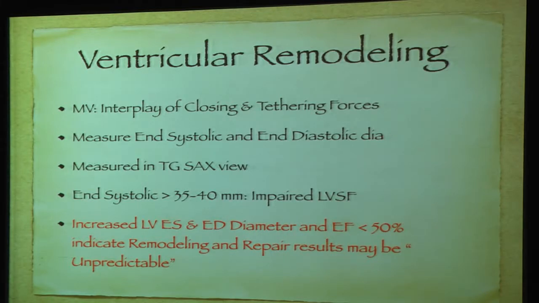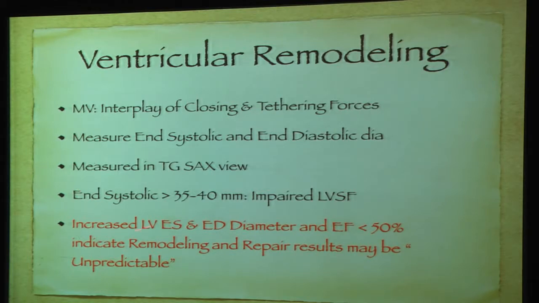So you can go to transgastric short axis view, freeze the image and put a caliper in there. You can measure the end systolic and diastolic measurements. If the end systolic is, say, beyond 40 millimeters, more than 4 centimeters, your systolic function is now impaired. That's what it's telling you.